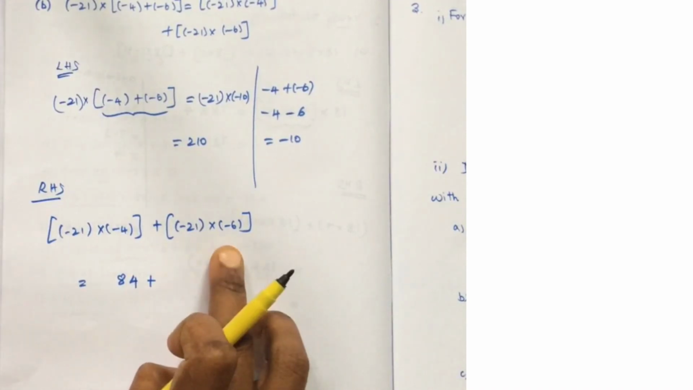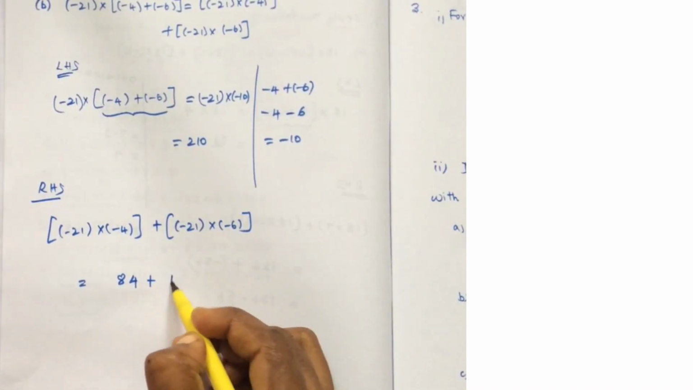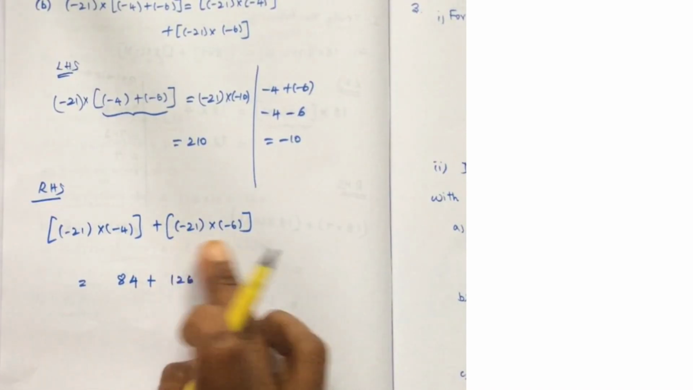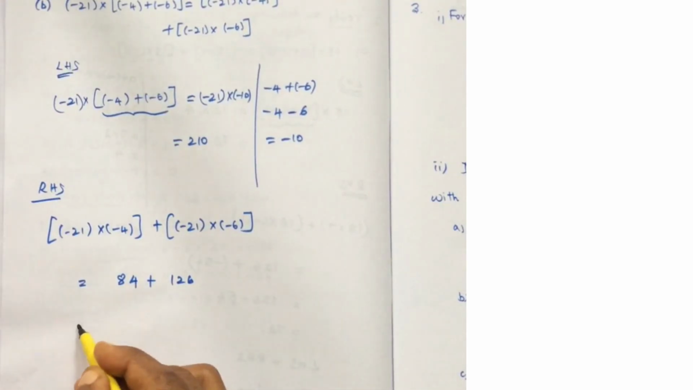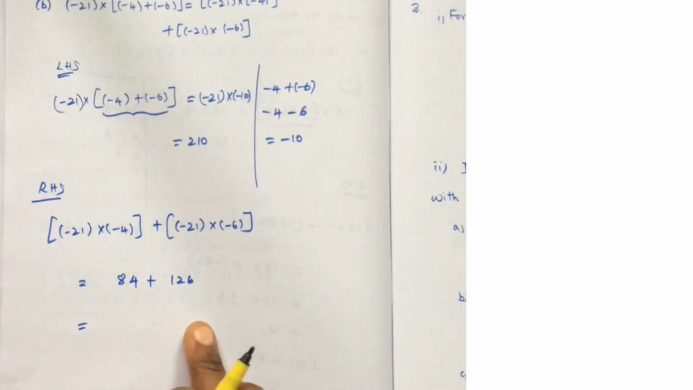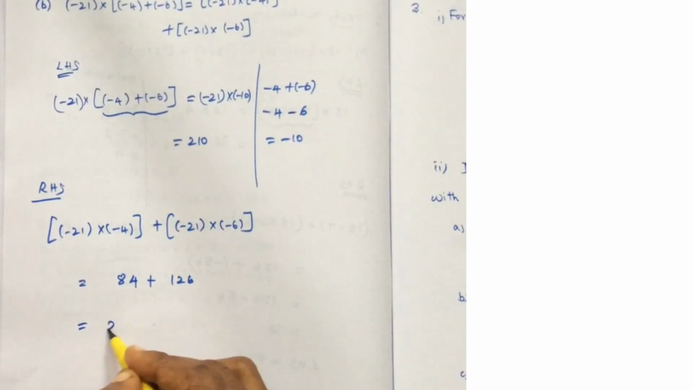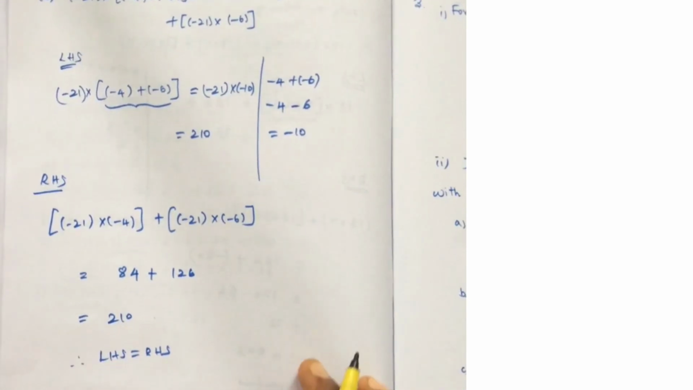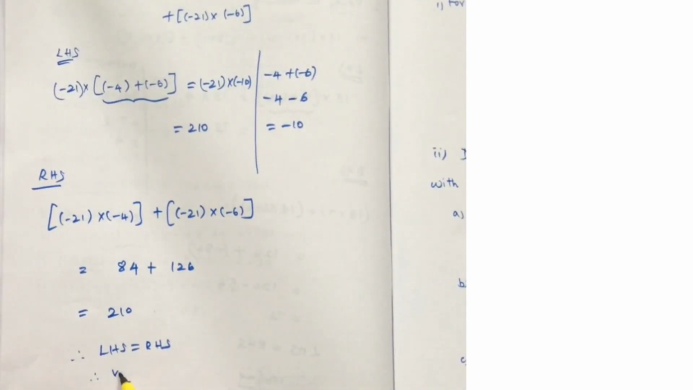What is 21 multiplied by 6? It is 126. Here also minus into minus is plus. So 84 plus 126 is 210. Therefore left hand side equals right hand side. So the given question is just verified.